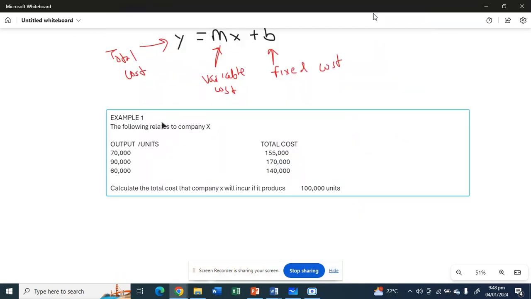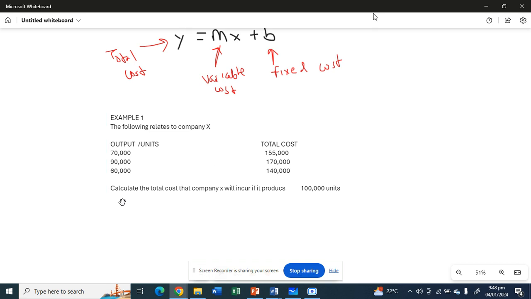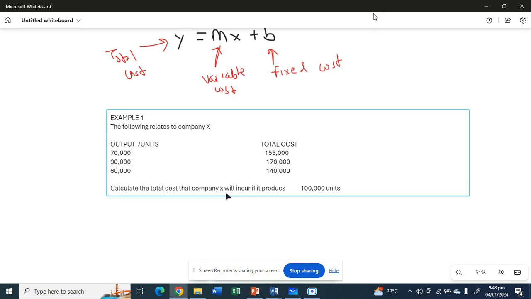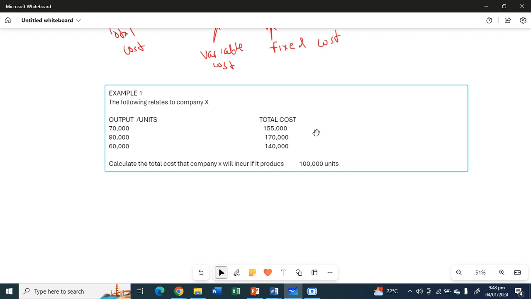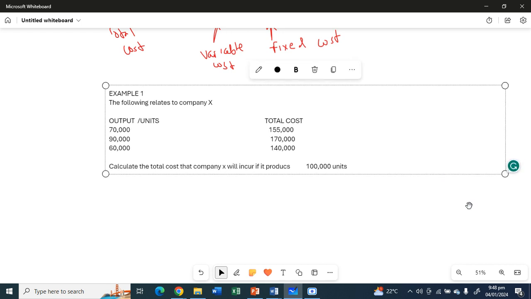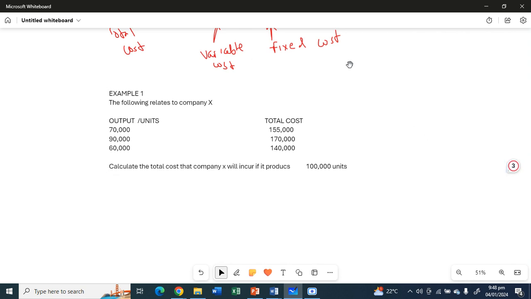All right. The following information relates to company X. We have the output and the total costs, and we want to calculate the total cost that company X will incur if it produces 100,000 units. So here we're going to be using the high-low method to get our variable costs and our fixed cost so that we can form a cost function that can enable us to determine the cost that we're going to incur if we produce a certain number of units.